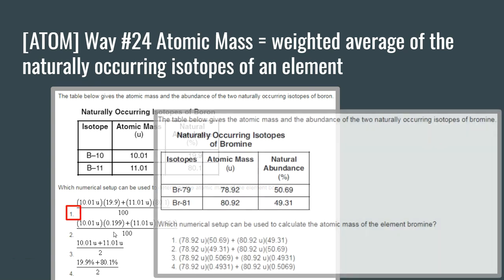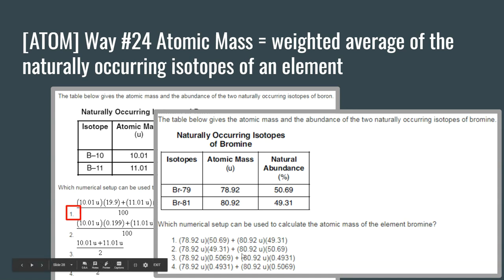Let's try another problem. Again, we're given a table with atomic mass and the abundance of 2 naturally occurring isotopes of bromine this time, bromine 79 and bromine 81. We're given their masses and their abundances. Which numerical setup can be used to calculate the atomic mass of the element bromine? Notice that we're given decimal values here, and we're not dividing by 100. That's because the percents here have been converted to decimals. So think about what the correct answer is in order to calculate the average.